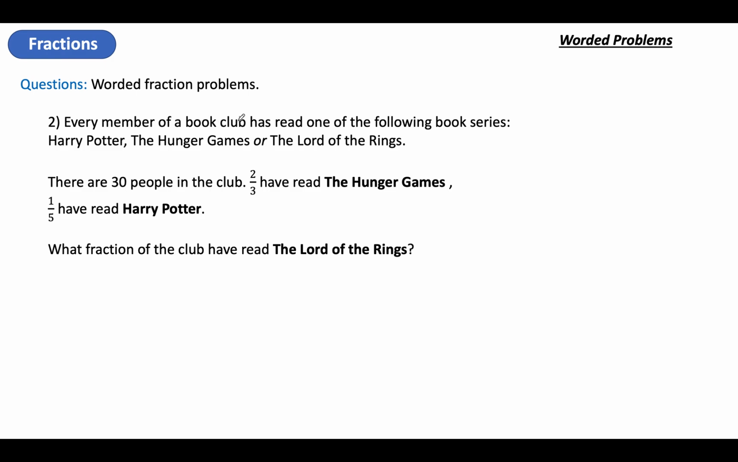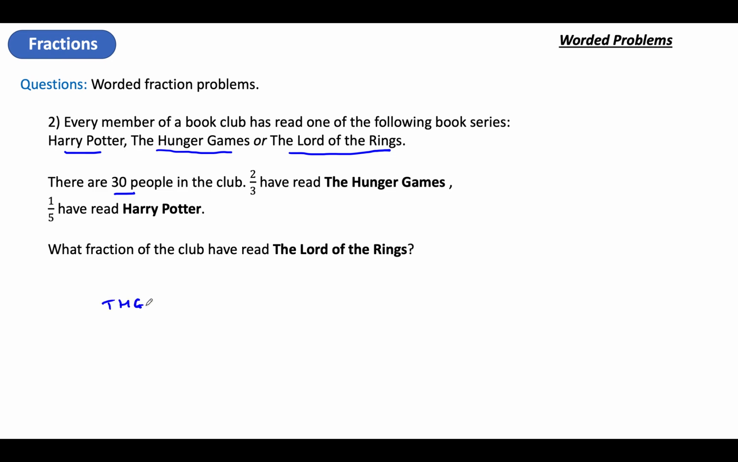Every member of a book club has read one of the following book series. They've only read one. So either they've read Harry Potter, or The Hunger Games, or The Lord of the Rings. There are 30 people in the club. That's going to be important. 2/3 have read The Hunger Games. 1/5 have read Harry Potter. What fraction of the club have read Lord of the Rings? I think this could be done like the last question. Again, there's more than one way you can do it, but I'm going to do it this way.